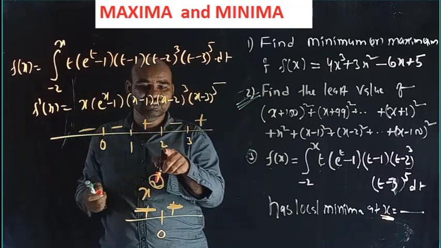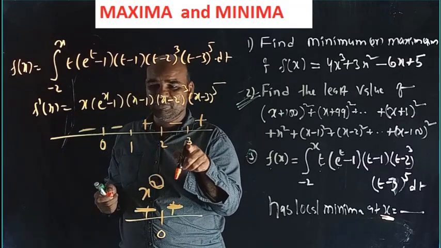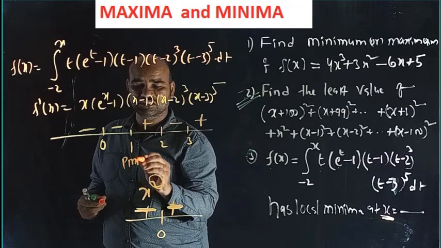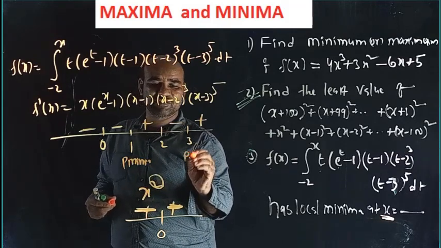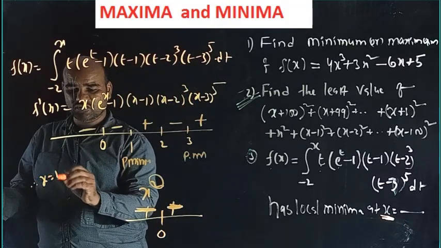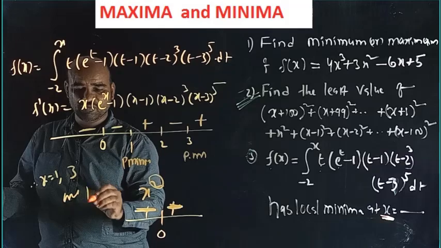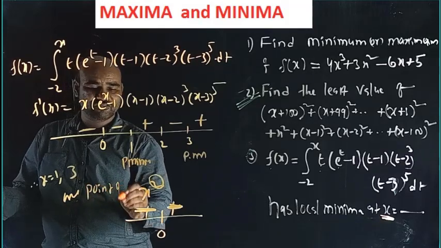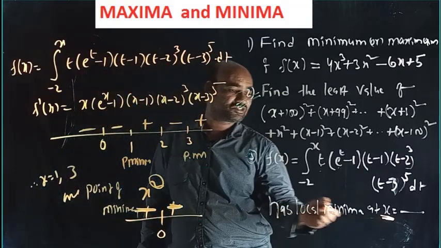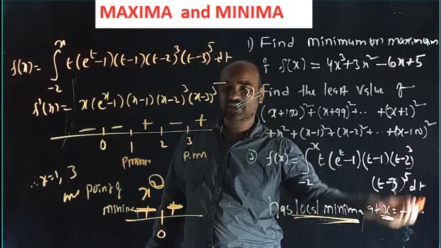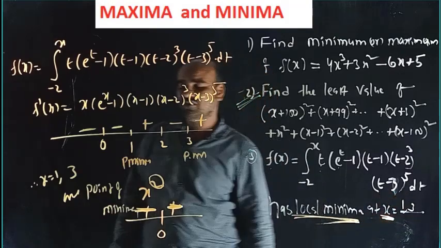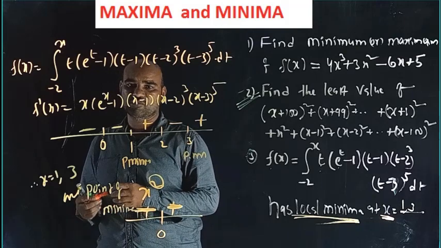Now this is the point of minima, this also a point of minima, this is also a point of minima. Okay, final conclusion: therefore x equal to 1 and 3 are points of minima. The question is, has local minima at what x? I can say at 1 and 3. At 1 and 3 we get local minima for the problem.